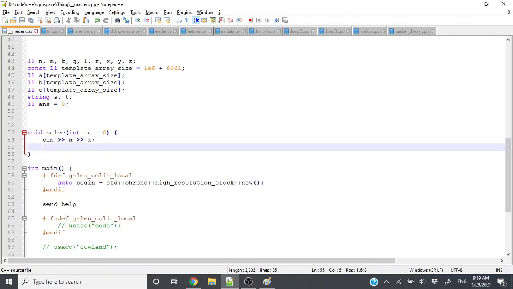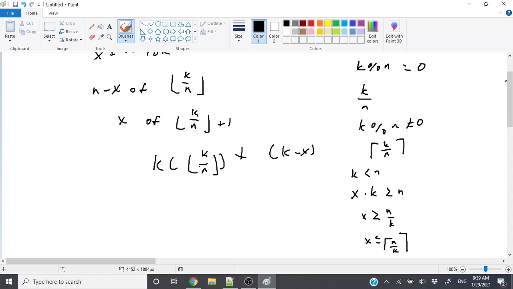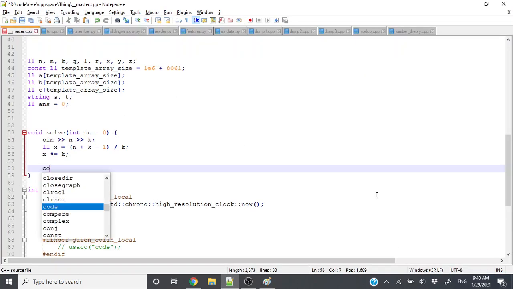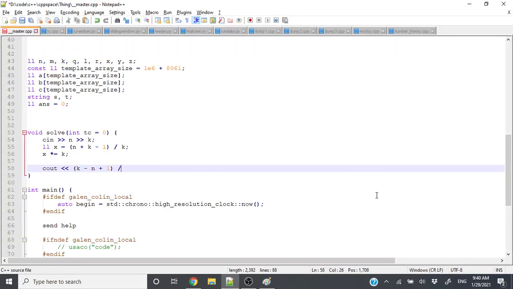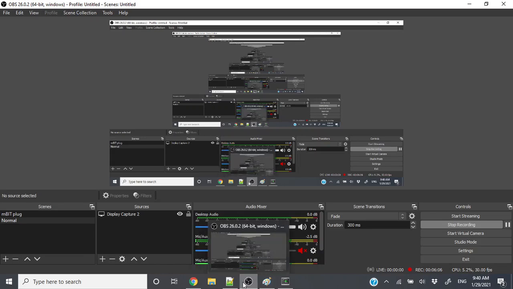So first we create this number. So it's n plus k minus 1. Then we multiply it by k so we can have it scaled up, because we need x times k to be greater than or equal to n. So then the answer would be the ceiling of k over n, k minus n plus 1 over n. Ideally, this has been working so far. That would be nice.